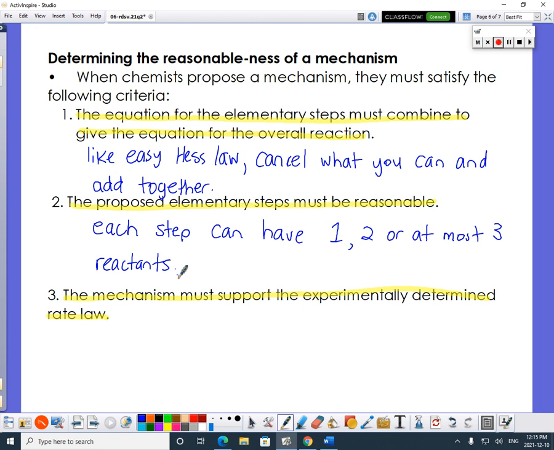And then the last one, again, as long as you remember what the criteria is, it's pretty straightforward. So the experimentally determined rate law is given. Some scientists did the chart method. You have to do the rate law using the slow steps, and see if they match.